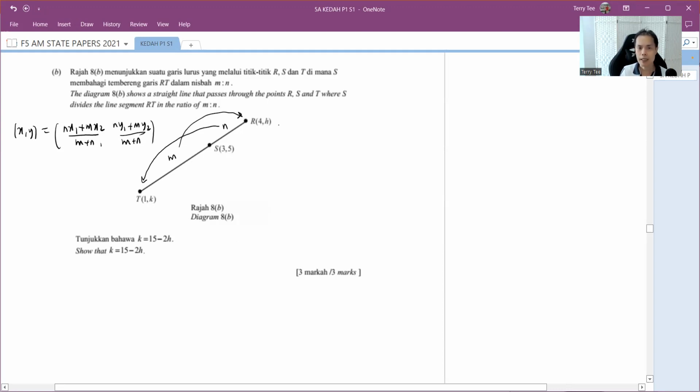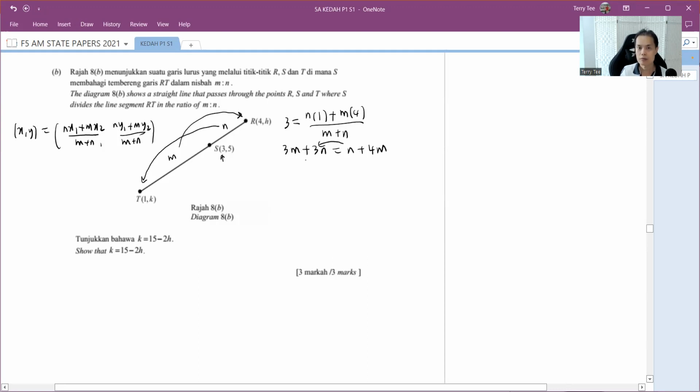So let's start off by comparing the coordinates one by one. We start off with the x coordinate. My x coordinate here is 3. Let's take n multiplied by 1, you can write 1n, and then m multiplied by 4, you can write 4m. Your total ratio is m plus n. What we want to do is find the relationship between m and n. So I multiply over, this is 3m plus 3n. This is n plus 4m. All right. So let's arrange it.